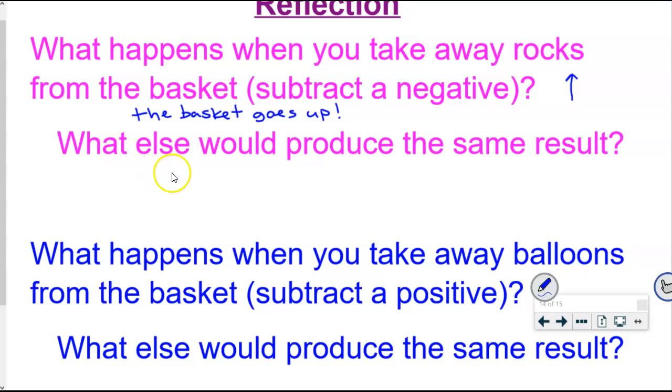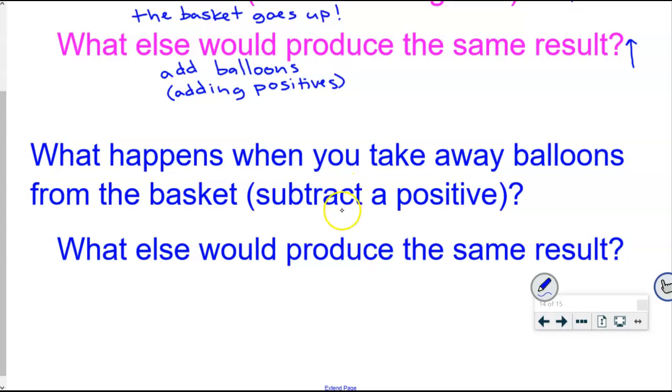Liv. We can add balloons. In other words, if we're adding balloons, what does that mean? What are we doing? We're adding. Balloons represent positives, right? So we can add positive. When I add balloons, that also is going to make the basket go up. In a similar type of questioning, what happens when I take away balloons from the basket? What's happening to that basket when I take away balloons? Luke? It sinks. Yep, it sinks. The basket goes down this time.